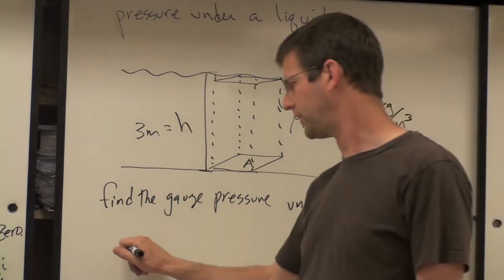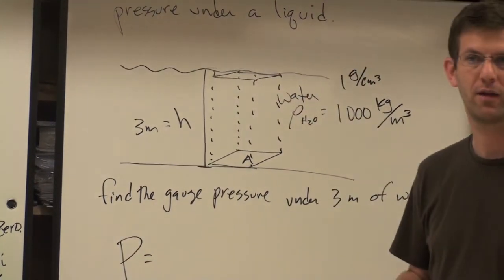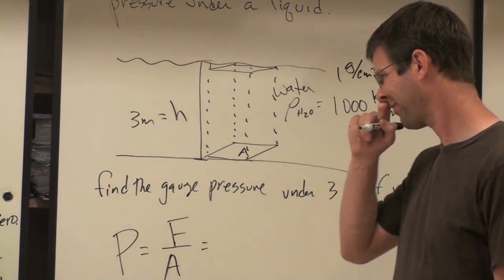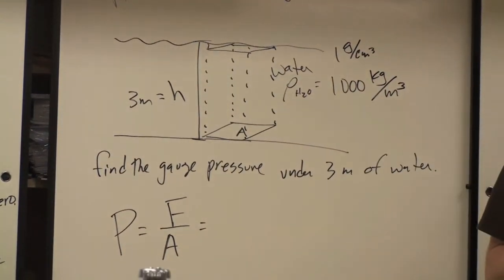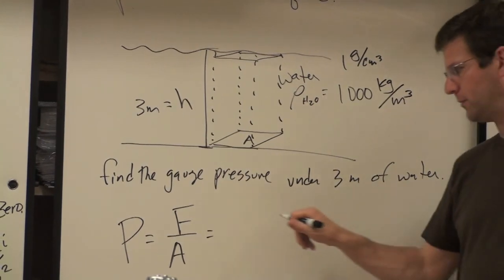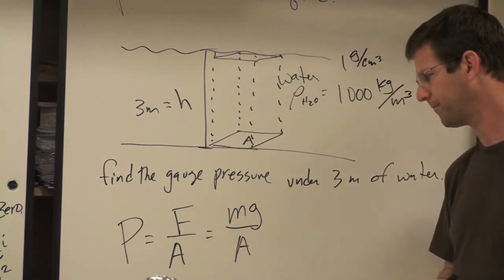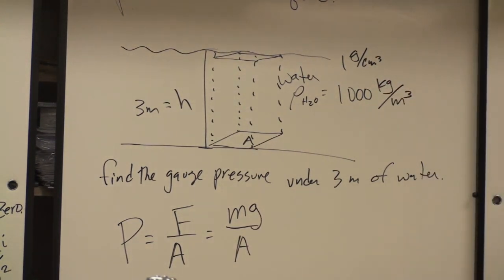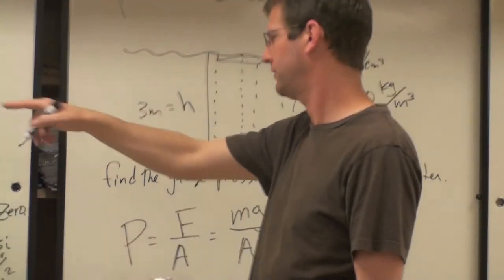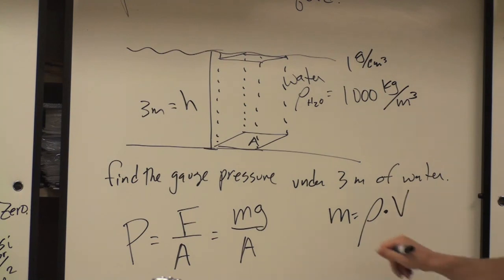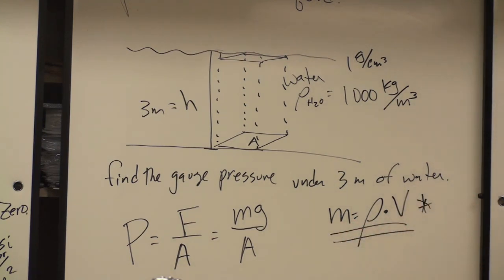So what would the pressure be? That would be the force pulling down on all that area. What's the force of all that water? mg, right? How can we figure out the mass? You know the density of the water. Mass is density times volume. We need to get used to that.